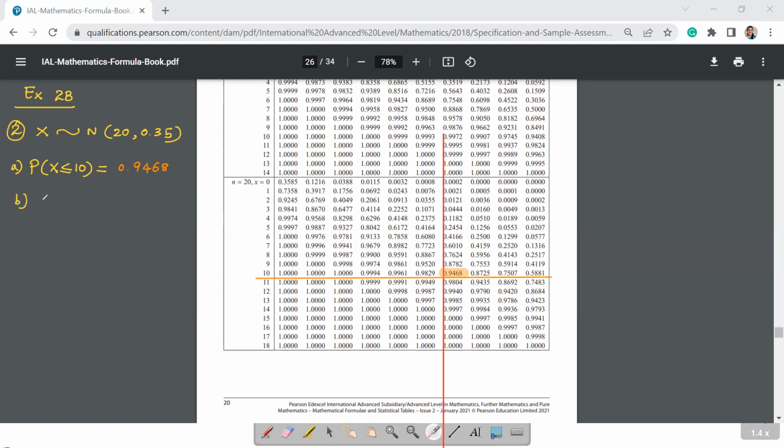Guys, what's the part B value? Part B, you should find the probability x is greater than 6. How do you find the probability x is greater than 6? Greater than a probability is 1 minus x less than or equal to a directly. We don't need to do a minus 1 here, right? So greater than 6 is 1 minus the probability x is less than or equal to 6.